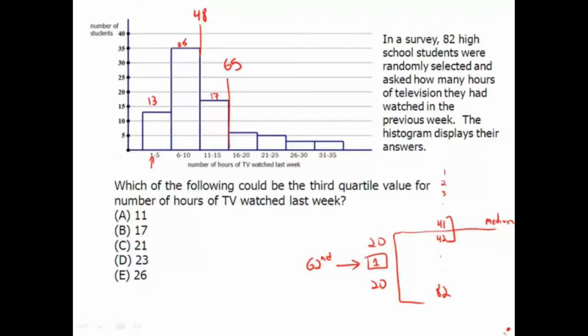So by the time we get to the end of that third column, we're at the 65th value, and we've passed the 62nd value. The 62nd value has to be somewhere in that 11 through 15 column. So it has to be one of those values in 11 through 15. The only value on the list that could be in that column is 11, which is answer choice A.